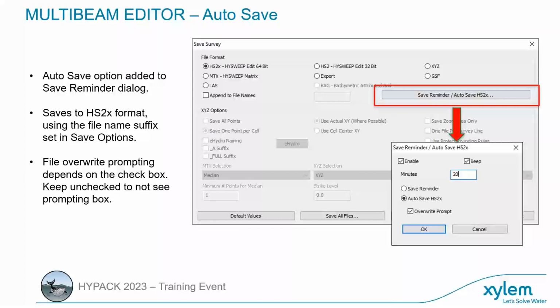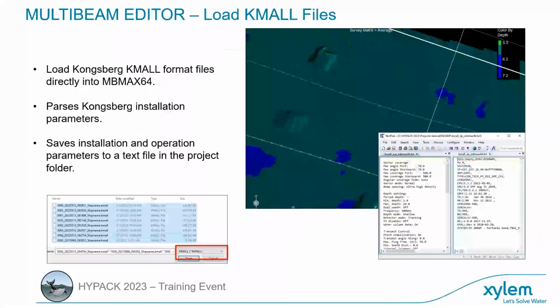Yeah, you just go under the save options there. You have a save reminder, auto save HS2X, and it brings up this dialog where you can choose the auto save or just a save reminder, which we had for a couple years now. It chooses auto save, and then you have the option to display an overwrite prompt in case you want to just kind of keep an eye on that. So that's all available now.